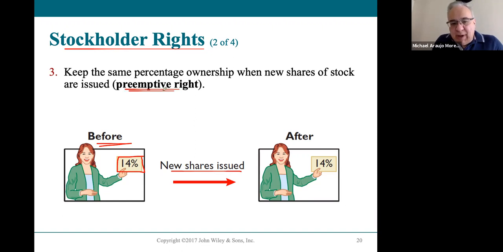So you have a preemptive right. You say, look, I get the first chance to purchase those shares because I want to maintain my 14% ownership in the company. And if you issue more shares, then my shares will be worth less in terms of a percentage of ownership. So I have the right to keep my ownership the same. So any new shares that are issued, I have the right to buy them first to keep my share. That's a preemptive right.